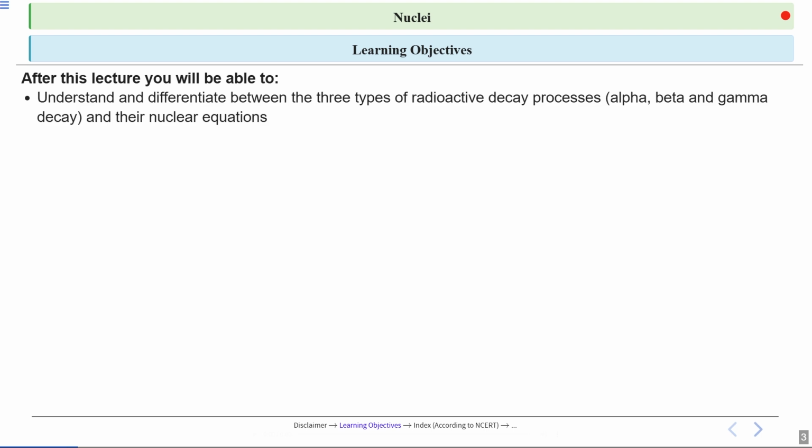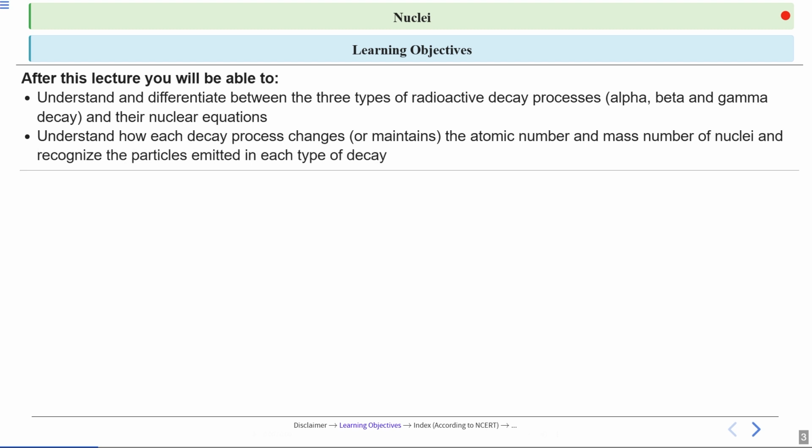First, you will be able to learn to identify and distinguish between the three main types of radioactive decay: alpha, beta, and gamma decay. For each type, we will write out the nuclear equations using plain symbols and arrows.